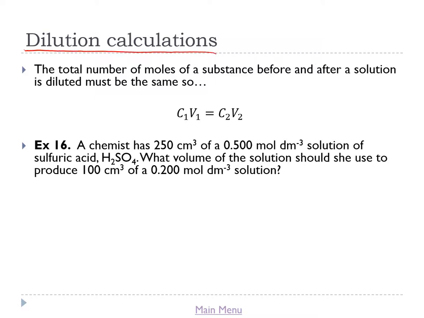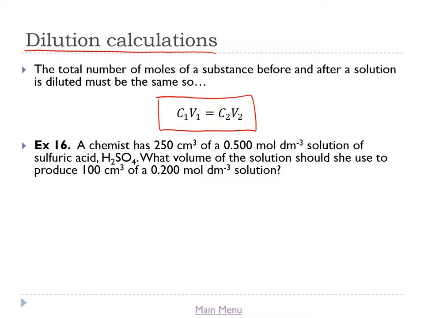The total number of moles of a substance before and after a solution is diluted must be the same. So this is really useful because it lets us calculate dilutions in a sort of shorthand way, so we don't need to bother going all the way through moles and stuff. So we're going to use this equation here, which is C1V1 equals C2V2. Concentration 1 times volume 1 equals concentration 2 times volume 2.